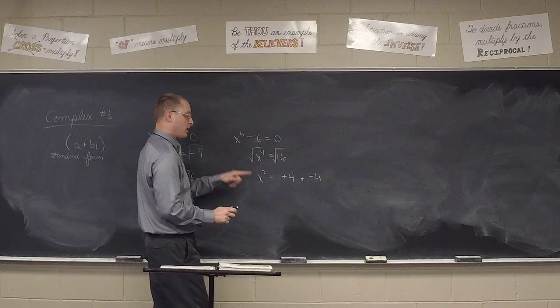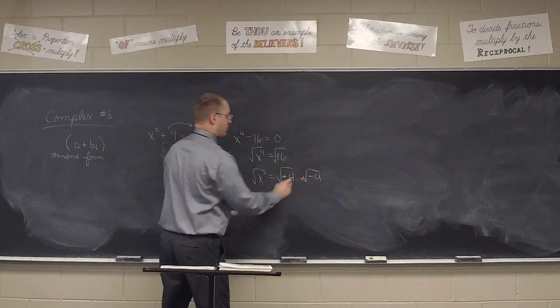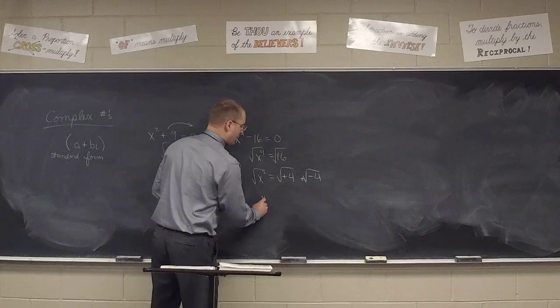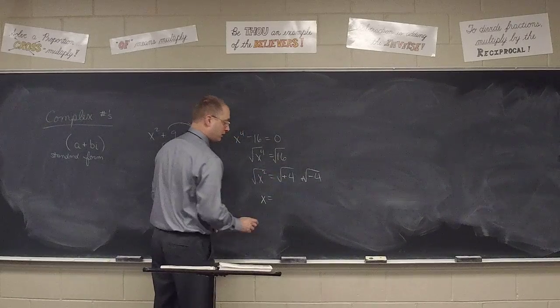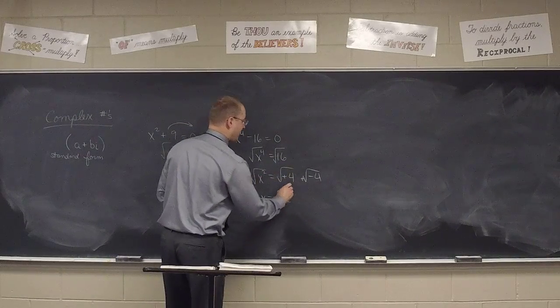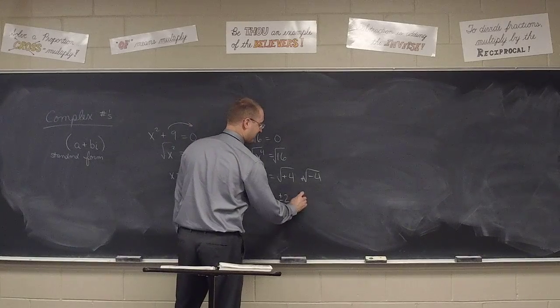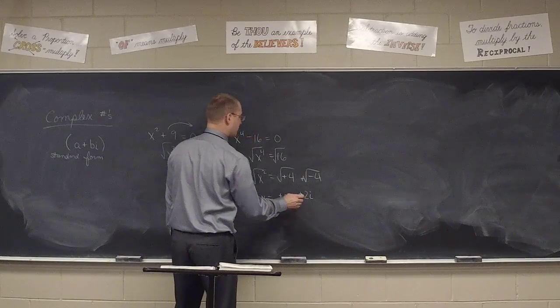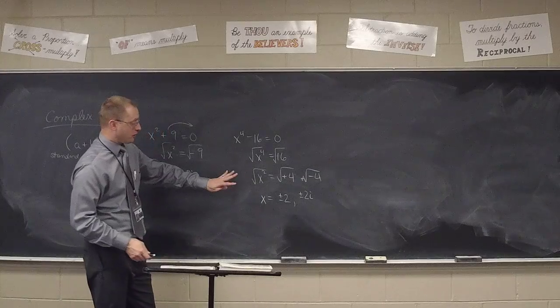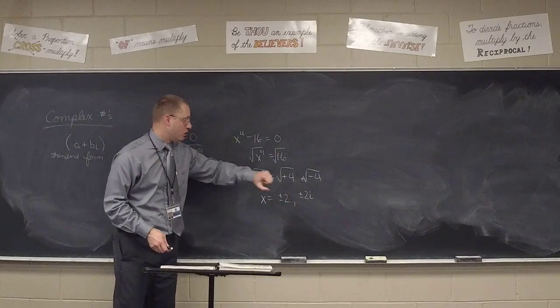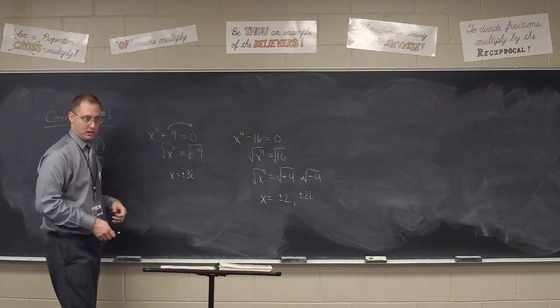And then we're going to take the square root again of both sides. We're going to take the square root of x squared. And we're going to take the square root of 4, positive negative 2. And we're going to take the square roots of negative 4, positive negative 2i, right? And so there's our 4 answers. 2 real, 2 imaginary, 4 roots to the quartic.